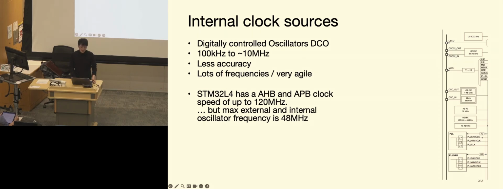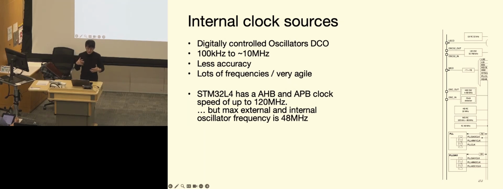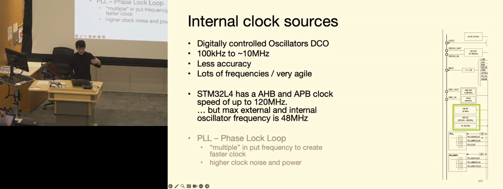For example, in our system, the AHB and APB bus clock can speed up to 120 megahertz, but the external timers we have are only, I believe, 48 megahertz. So how does that work? I'm going to just give you the answer. Basically, it's implemented within this internal clock source, but they put a phase lock loop on top of it.